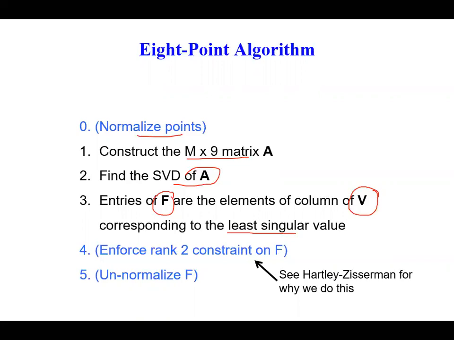Then after I do that, I will have the F. But I didn't force the rank 2 constraint of F. So what I need to do is just force the rank 2 constraint. You can see why in this reference, but I've also given you a hint why F should be rank 2. Because it depends on that matrix multiplication, and one of these matrices is basically rank 2, and then unnormalized F.